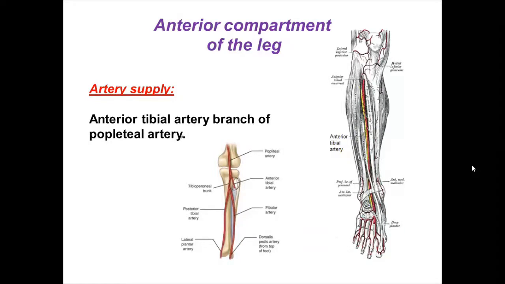Now, the arterial supply of the anterior compartment of the leg. It is supplied by the anterior tibial artery, which is the branch of the popliteal artery. This popliteal artery is a continuation of the femoral artery. At the popliteal fossa, this artery divides into two and forms the anterior tibial artery and tibio-peroneal trunk. This anterior tibial artery goes forwards through an opening in the interosseous membrane. Then it supplies the muscles of the anterior compartment of the leg.